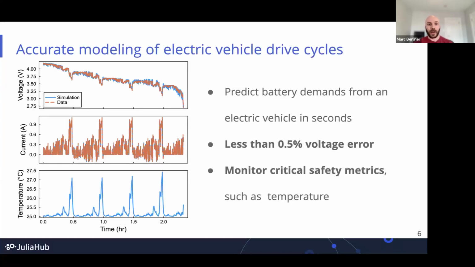So you can use JuliaSim Batteries to simulate these complex charge and discharge protocols. So in this example, we're comparing the voltage discharge curve of an electric vehicle using an NMC cell. And we can get voltage errors that are less than 0.5%. And because this is running a physics-based simulation, we can get critical safety and state measurements like state of charge, state of health, as well as temperature in your system, which you can monitor throughout the simulation and over the course of the entire lifetime of the cell or the pack.